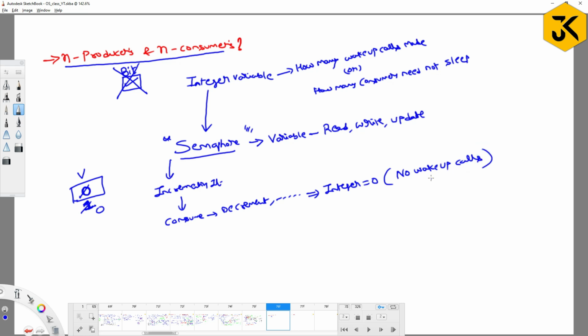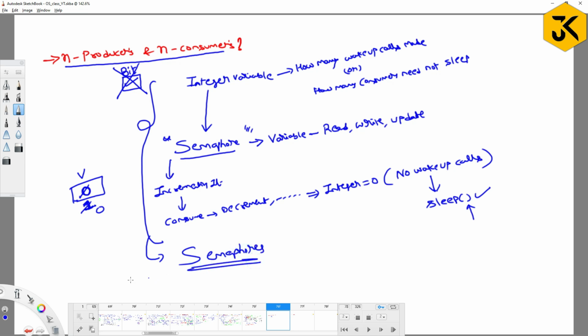So now, can I go for sleep? Yes, I can happily go for sleep. Then when some wake up call arrives, again I will wake up, right? This is what happens. This entire concept we discussed is called semaphores, guys, right? Hope you understood.